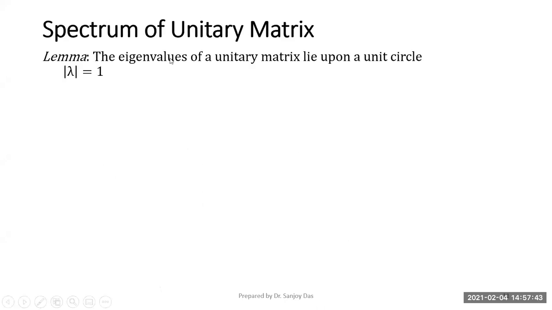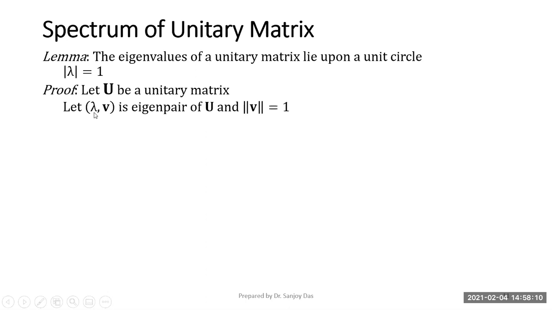Okay, another property. The eigenvalues of a unitary matrix lie upon a unit circle. In other words, if we take the absolute value of any eigenvalue lambda of a unitary matrix, it has to be equal to 1. Proof: let U be a unitary matrix, and let lambda and v be an eigenpair of U. We usually like to represent eigenvectors as unit vectors, so the norm of v is 1.